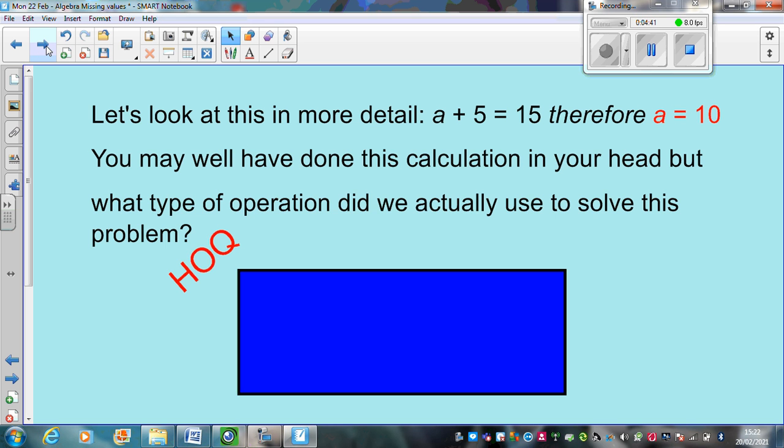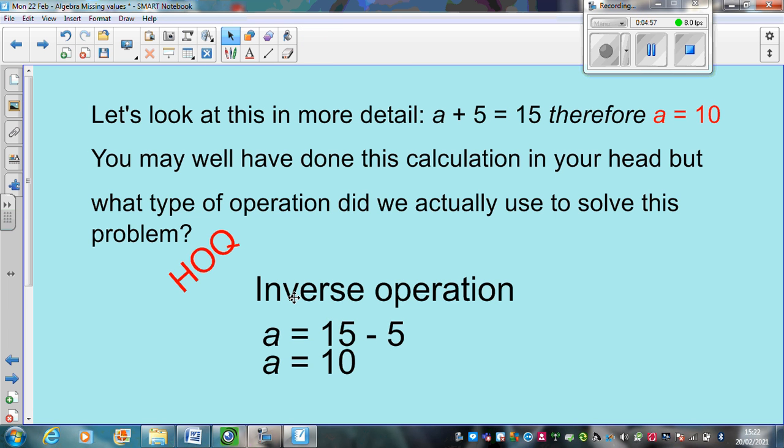But think about what type of operation we actually use to solve this. To solve this correctly, we needed an inverse operation. So, if a plus 5 equals 15, then a must equal 15, take away the 5, which leaves us with 10. So if it was addition on one side, we move it to the other side and use subtraction, leaving a by itself, or the missing value by itself.